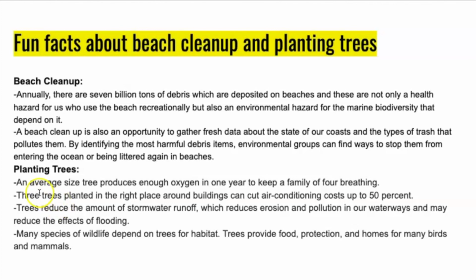And then planting trees. An average sized tree produces enough oxygen in 1 year to keep a family of 4 breathing. And 3 trees planted in the right place around buildings can cut air conditioning costs up to 50%. Trees reduce the amount of stormwater runoff, which reduces erosion and pollution in our waterways and may reduce the effects of flooding. And many aspects of wildlife depend on trees for habitat. Trees provide food, protection, and homes for many birds and mammals.